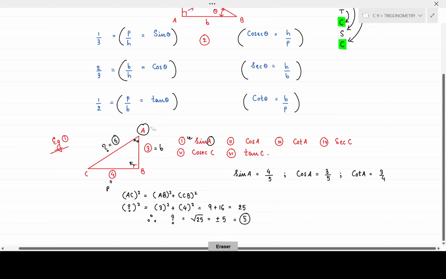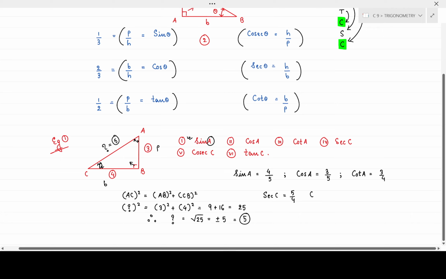Now they are asking the sec C value. So now we will consider angle C. When we consider this one, the dimensions change a bit. This will now become base and this will become perpendicular. I hope I am clear. So now the value of sec C equals hypotenuse by base. Hypotenuse here is 5 and base is 4.